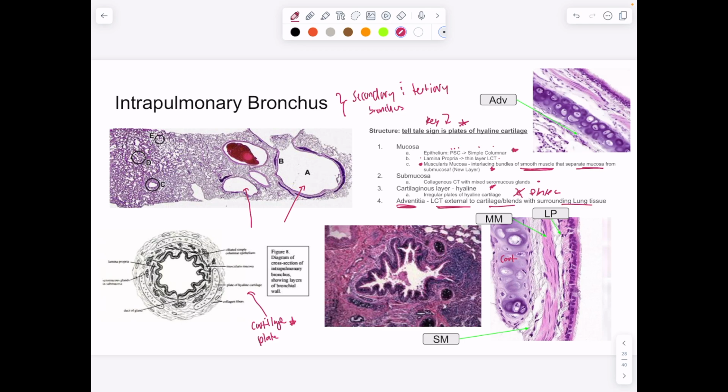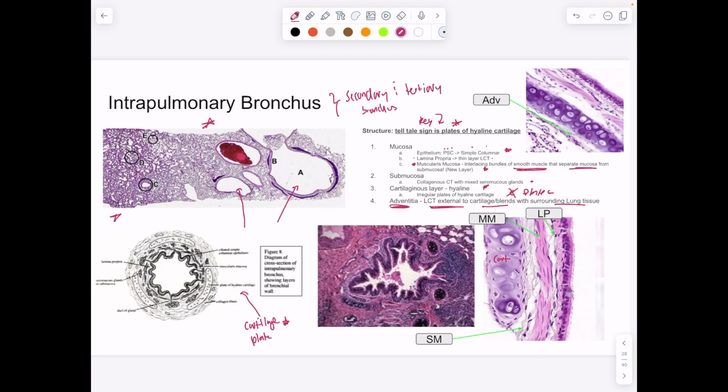All right, so how do we get started? The first step is if you get a histoslide that's clearly lungs, right? This is clearly lungs. You can see there are so many different spaces. If they ask, what is this and what is this? Well, the telltale sign that you're dealing with a bronchus, either secondary or tertiary, is going to be hyaline plates. You're like, how would I know? What if this was a primary bronchus? Well, primary bronchus is extrapulmonary, meaning outside the lungs.